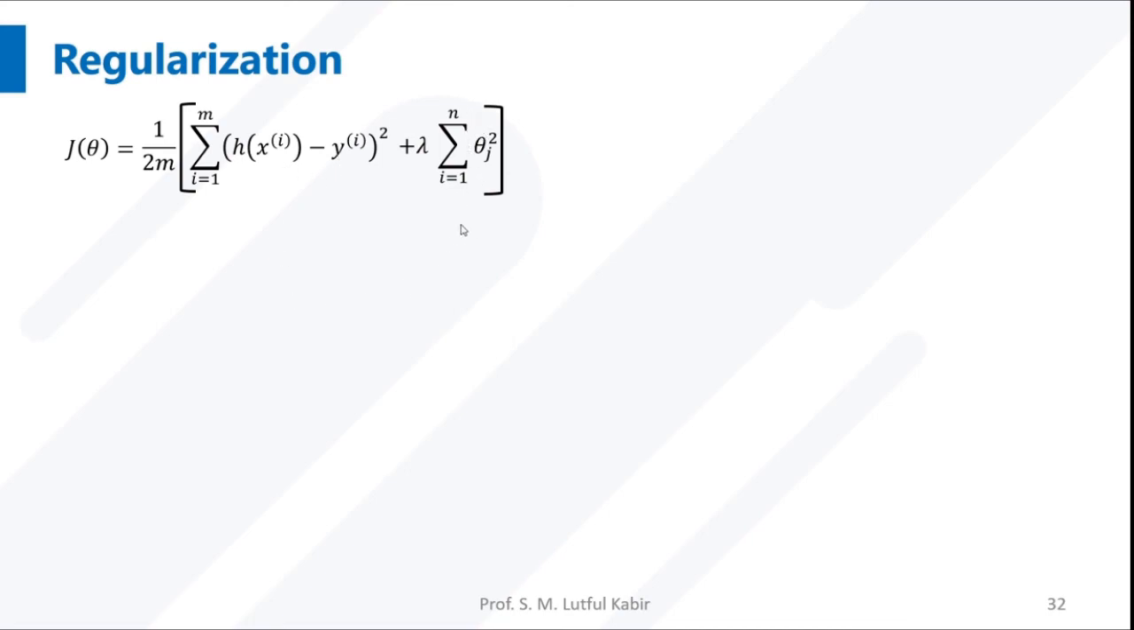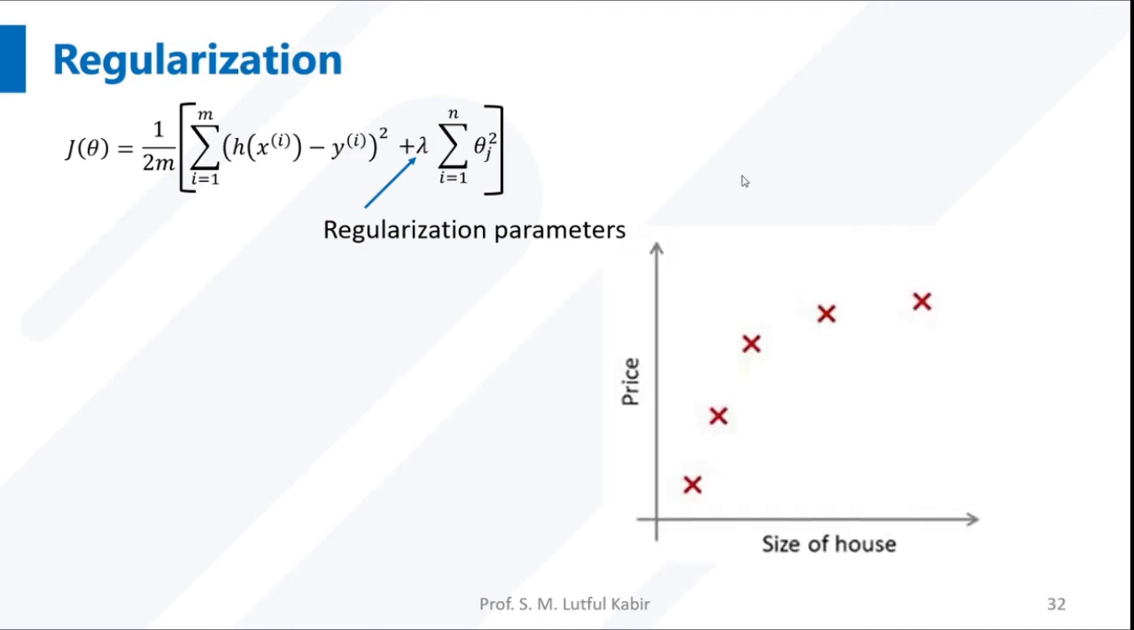And the second part, we want to make the theta small. So if we can fulfill this objective, then the overfitting problem will be removed. And what does lambda do? Lambda is called the regularization parameter, and lambda does the trade-off between the two objectives. So with a certain value of lambda, the thetas will be set in such a way that it will not overfit the curve, but the error will be minimized.